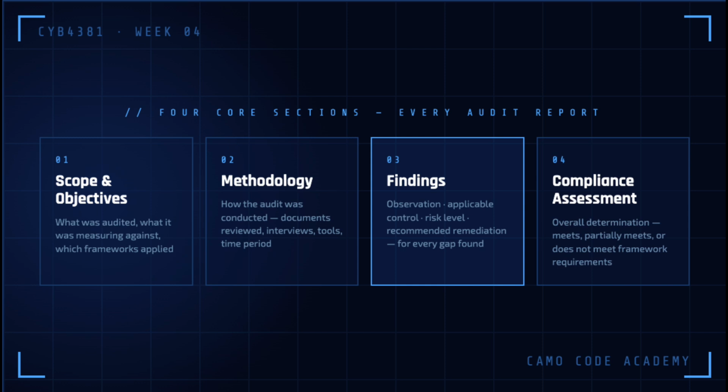So let's talk about the structure of the audit report. The structure of an audit report is consistent regardless of what was audited. So we're talking about the scope and objectives first. Now, this is a brief restatement of what the audit covered and what it was measuring against. Then, of course, we move into the methodology.